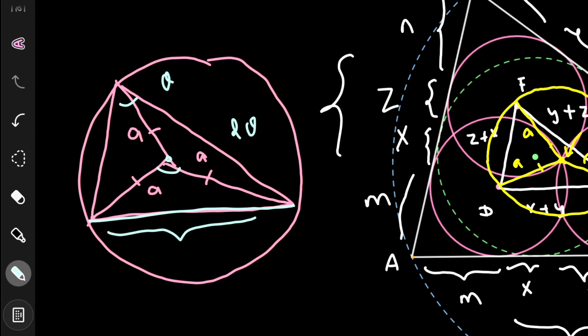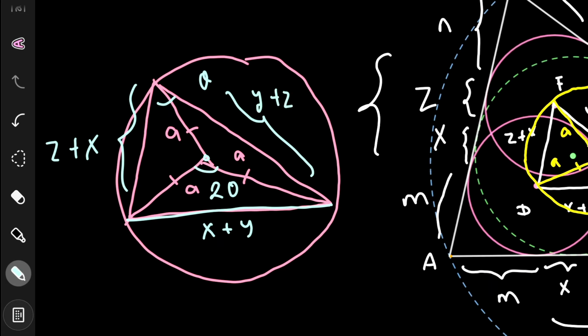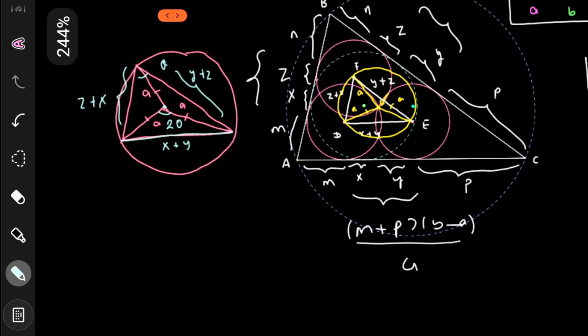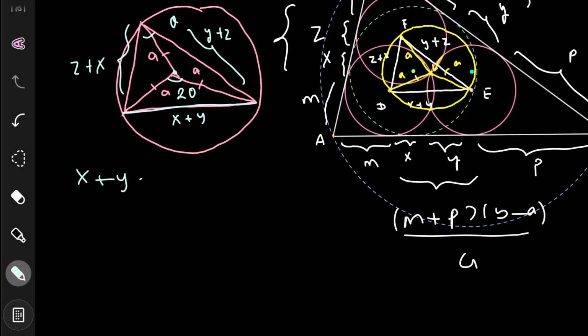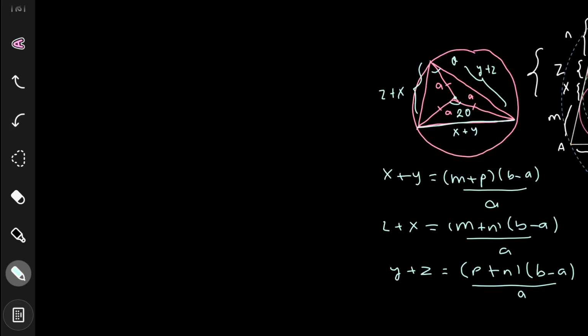Now the distance of this line segment was equal to x plus y. This line segment was having a distance z plus x and this line segment was having a distance y plus z. So as per the values of x, y and z, let us find the values of x plus y, y plus z and z plus x. The value of x plus y is going to be equal to (m plus p) multiplied by (b minus a) divided by a. The value for z plus x would be equal to (m plus n) multiplied with (b minus a) divided by a. So for this triangle we have got the values of all the three sides and one of the angles is the angle theta.